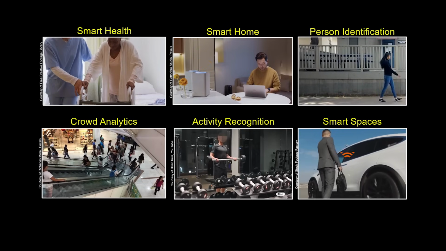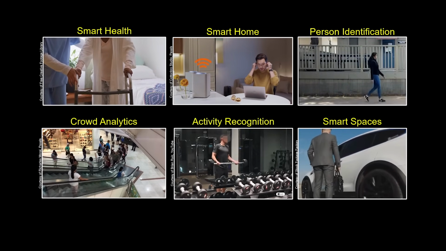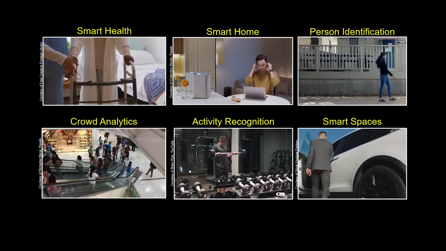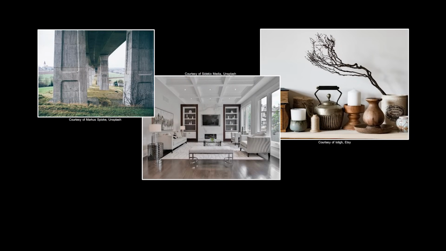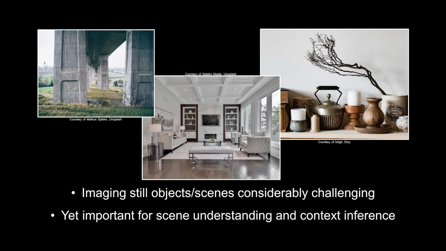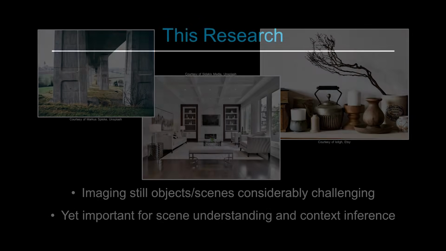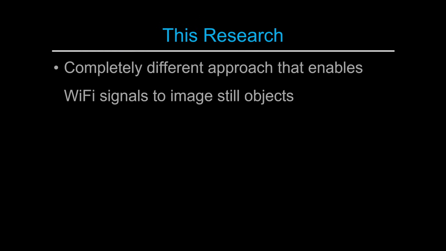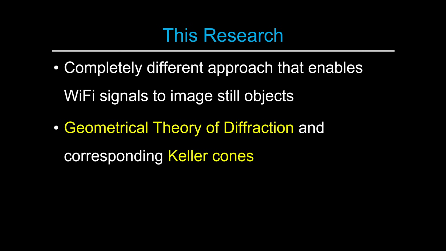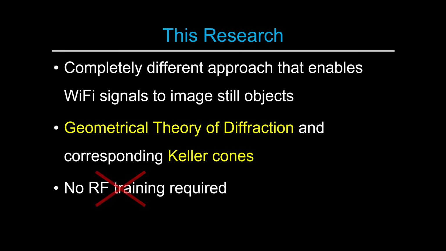Sensing with Wi-Fi signals has gained considerable traction in recent years, with many potential applications. Imaging still objects with RF signals, however, is still a considerably challenging problem due to the lack of motion. In this research, we have proposed a completely different approach that enables Wi-Fi signals to image still objects. Our approach is based on the geometrical theory of diffraction and by exploiting the corresponding Keller cones. It is worth noting that this work is not based on collecting RF data to train a neural network.